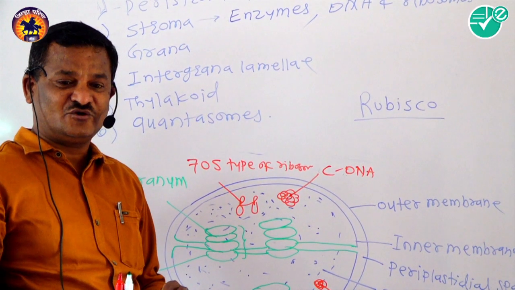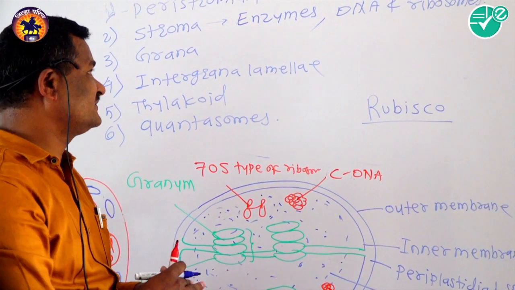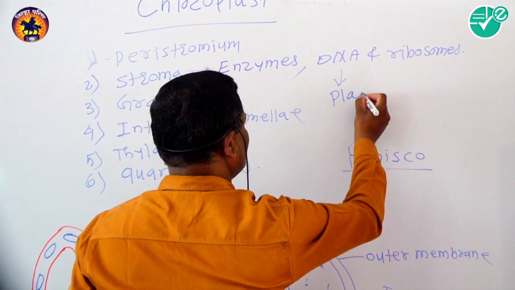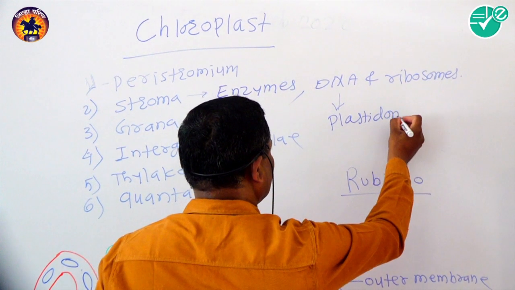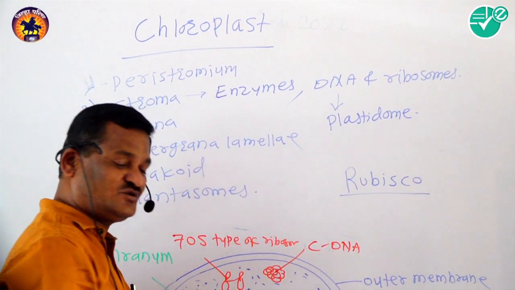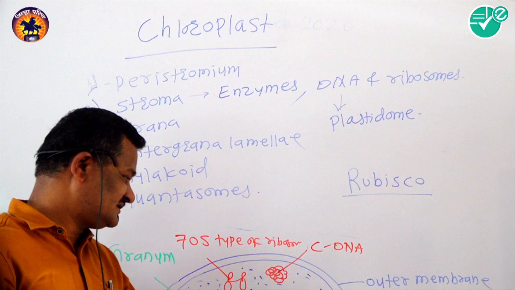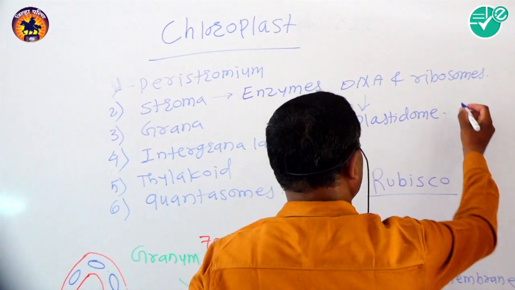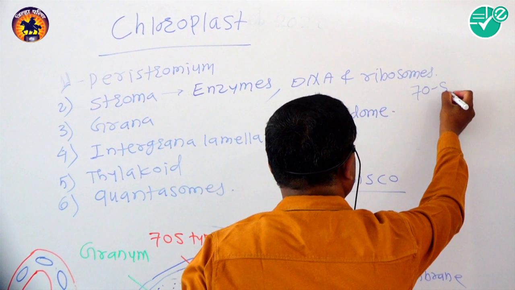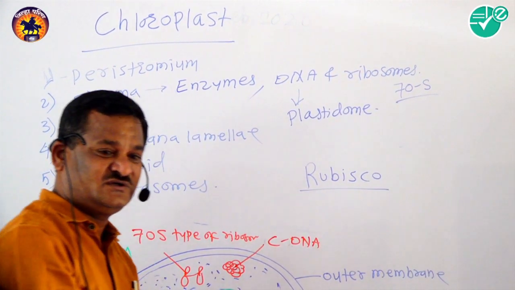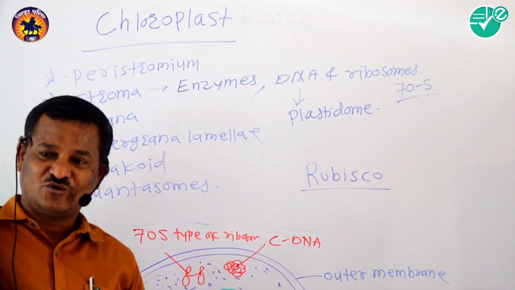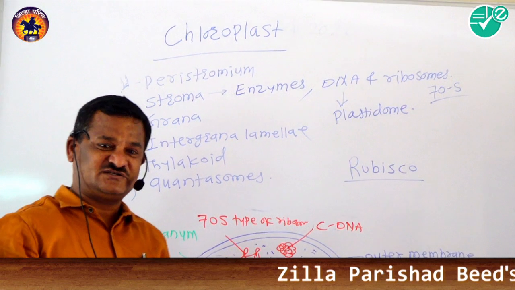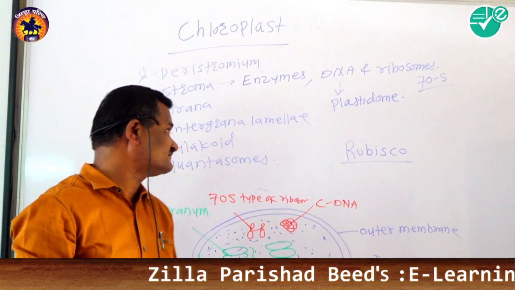DNA of the chloroplast is called plastidome. Then ribosomes. The ribosome present in the stroma part of the chloroplast is the 70S type. Which type of ribosome is present? 70S type of ribosomes are present in the chloroplast. That 70S type of ribosome is similar to the prokaryotic cell.